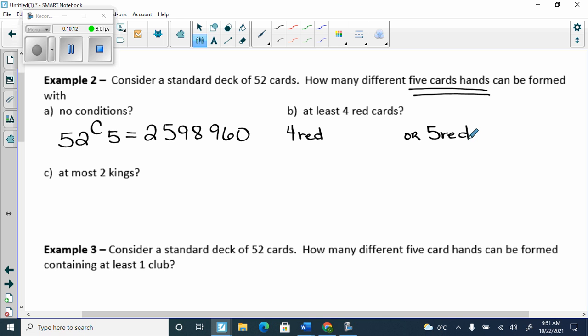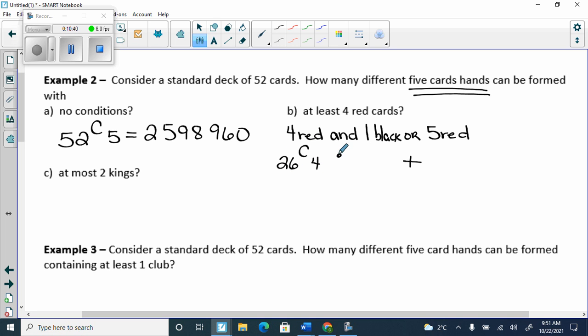What's my problem currently with the first case? There's not 5 cards. There's only 4. So I have 4 red, and then I need what? And 1 black. So, how many red do I have to choose from? 26, and I choose 4.